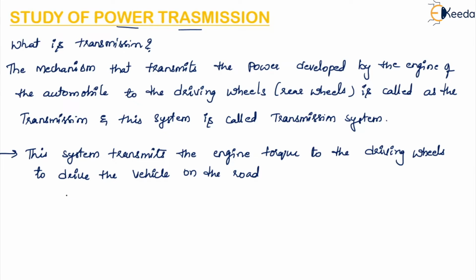So why do we need the transmission system? We have understood what the transmission system is and what it does. So why do we need this transmission system in the automobile? The need for the transmission system: it provides the means of connection as well as disconnection of the engine with the rest of the powertrain without shock and smoothly.